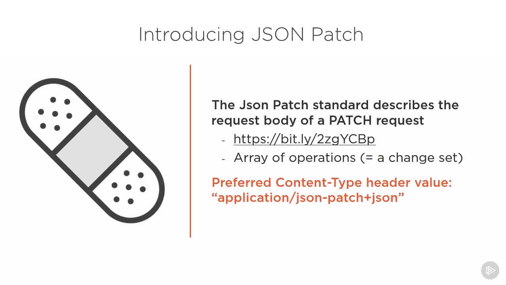Note that in principle, the application/json-patch+json media type is used to identify such a document. But most APIs tend to allow application/json as well as a content type for those types of documents. But we're going to implement it as it was intended.